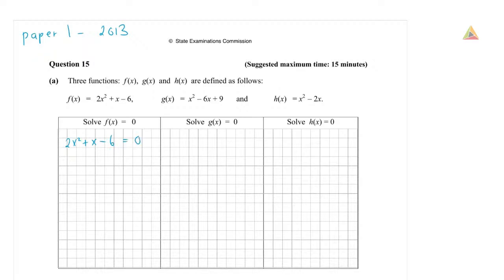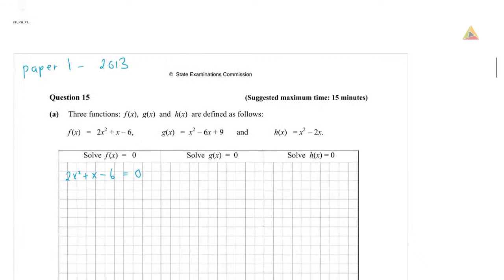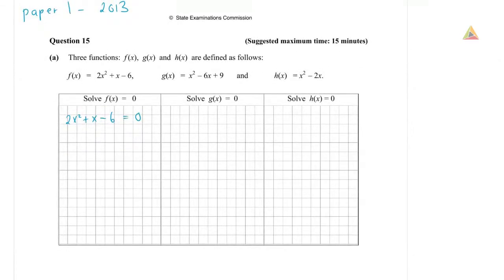Now you can probably guess what we're going to do here. We're going to solve this using a quadratic equation. Okay, so I'm going to solve this as a quadratic trinomial. So I'm going to use the guide number method to do this. So the way we do that is we multiply the coefficient of x squared by the constant. So 2 by 6 is 12.